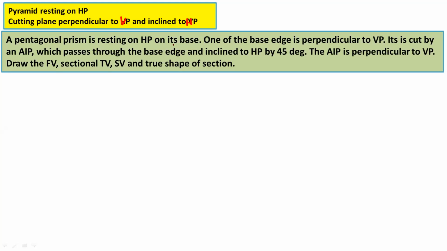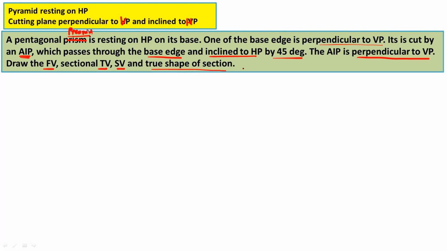A pentagonal pyramid is resting on the HP on its base. One of the sides, that is the base edge, is perpendicular to VP. It is cut by an auxiliary inclined plane which passes through the base edge and is inclined to HP by 45 degrees. The auxiliary inclined plane is perpendicular to VP. Draw the front view, sectional top view, sectional side view, and the true shape of this section.